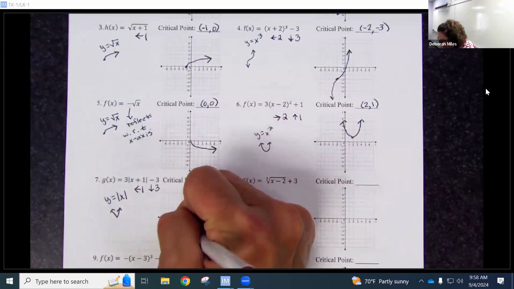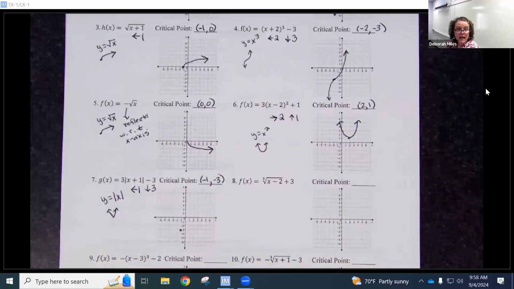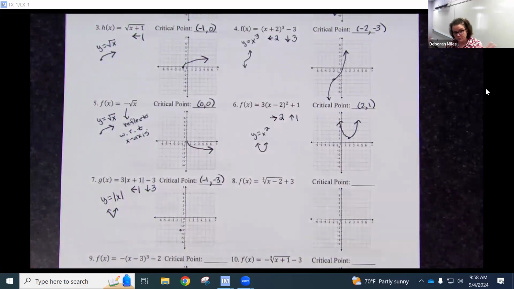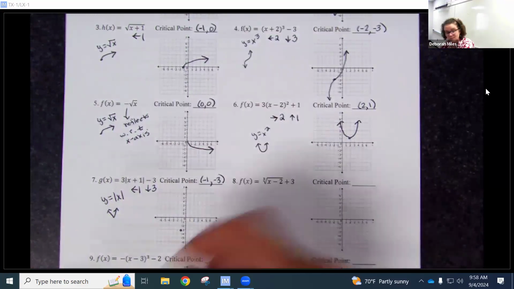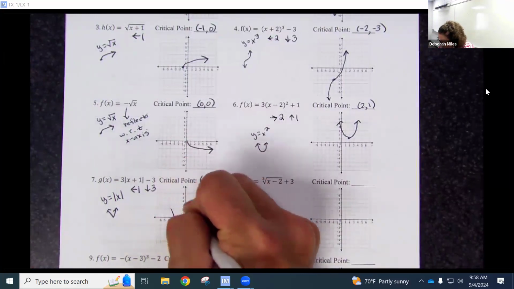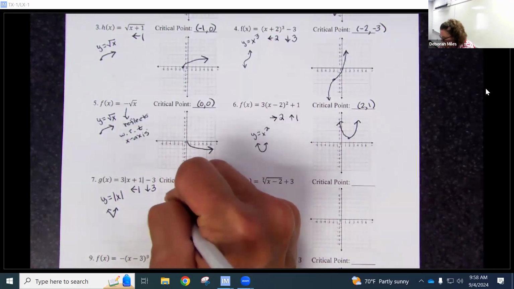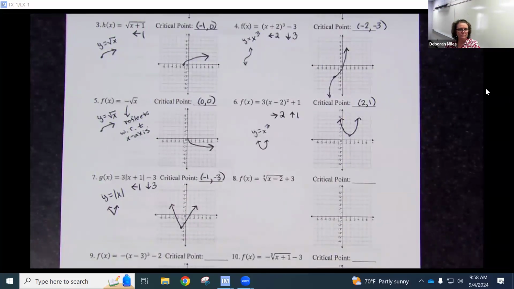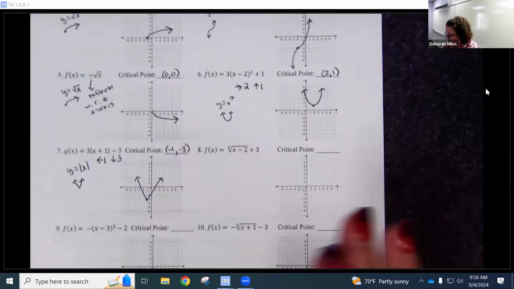-1, -3 is right here. I don't really care about the width of this V-shape, or I would pick some more x's and find some more y's. If you just have the V-shape that turns around at -1, -3, that's all I'm looking for right now. All right, 3 more. Number 8.